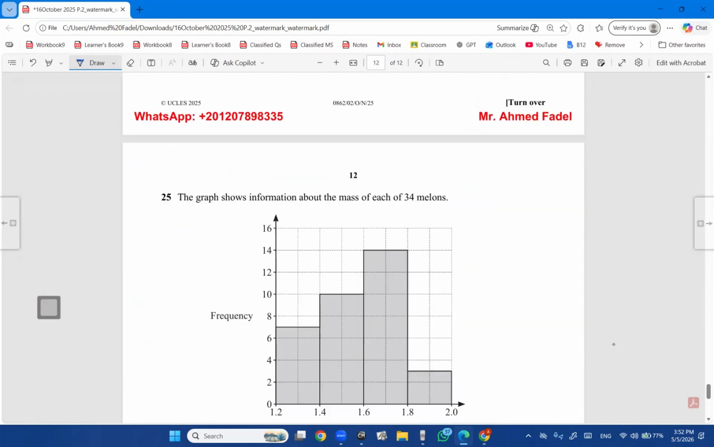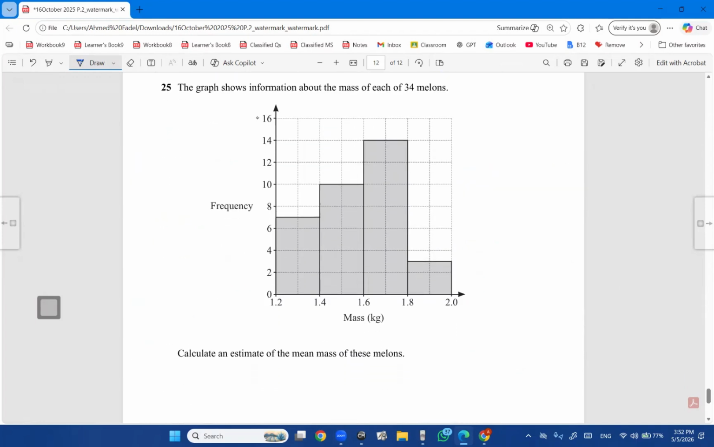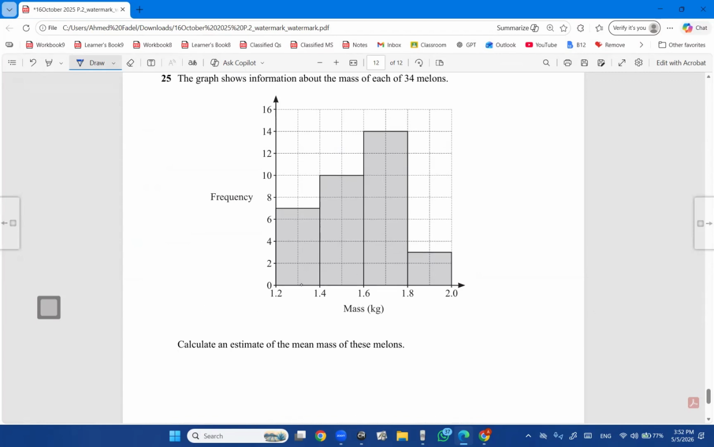The last question: the graph shows information about the mass of each of 34 melons. Calculate an estimate of the mean mass of these melons. You should remember the rule to find the estimate of the mean: total of frequency multiplied by midpoint, over total frequency, which is the total number of melons.